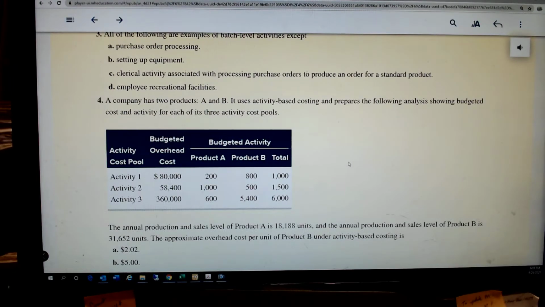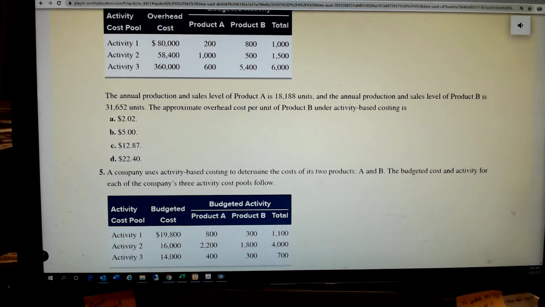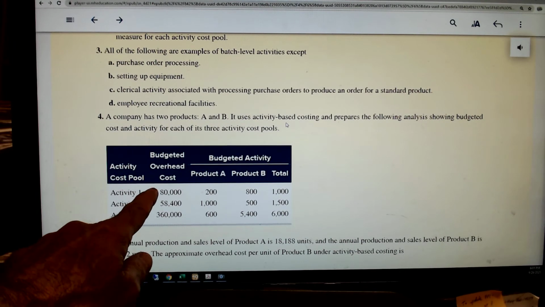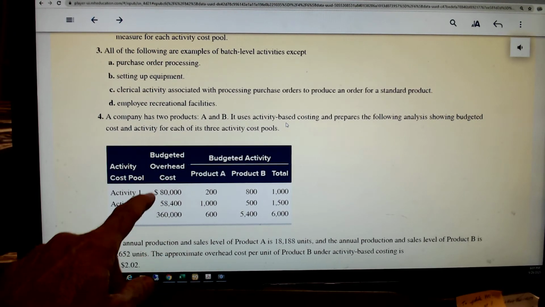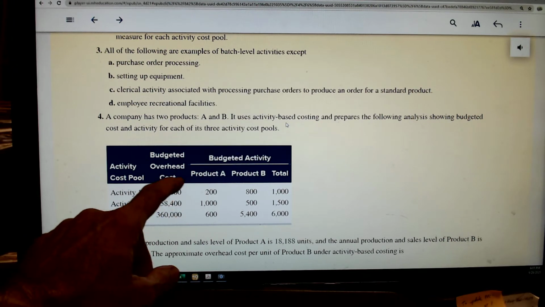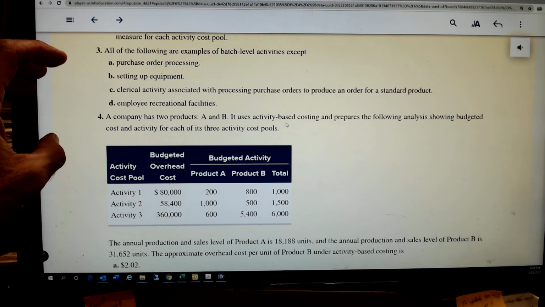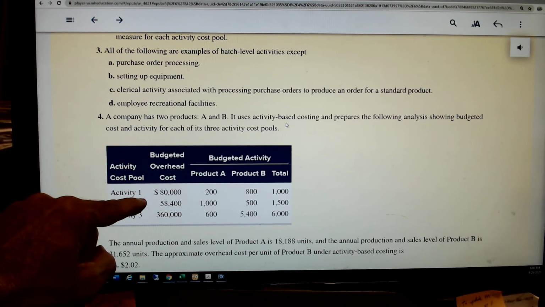Okay, here's a number crunching one. A company has 2 products, A and B. It uses activity-based costing and prepares the following analysis showing budgeted cost and activity for each of its 3 activities. So it has total, first recognize this, total factory overhead for the factory of what? A little over 500,000. But they went through first stage allocation and they allocated their total factory overhead to these 3 activities.